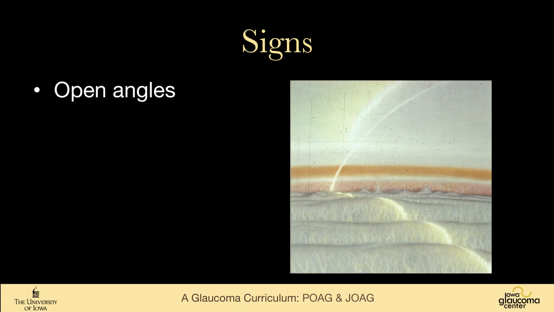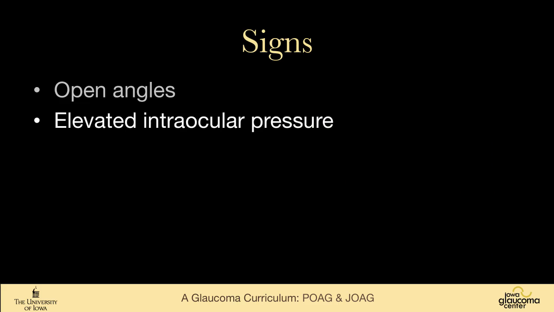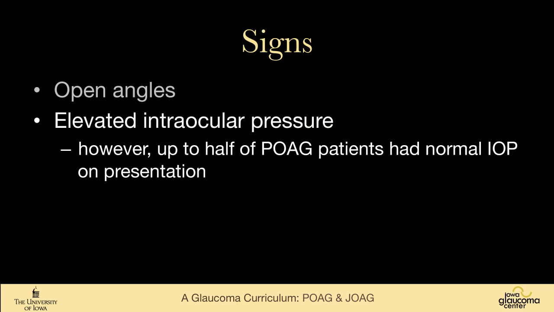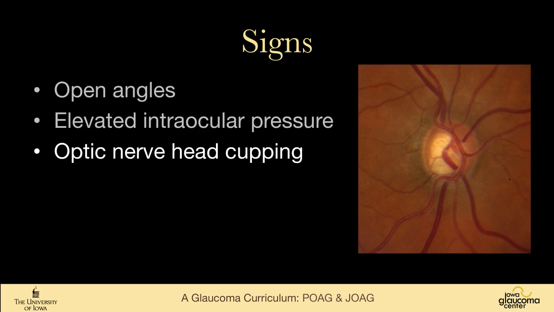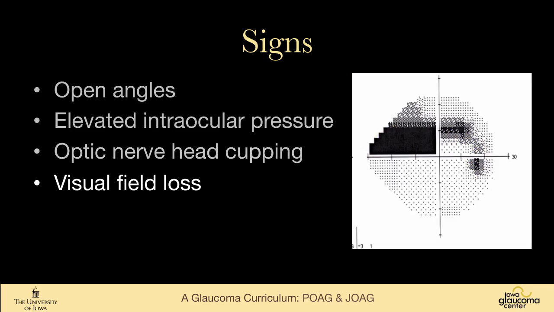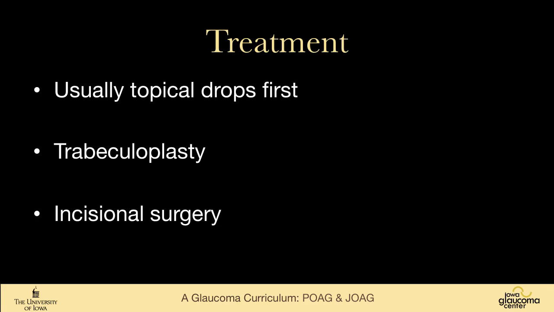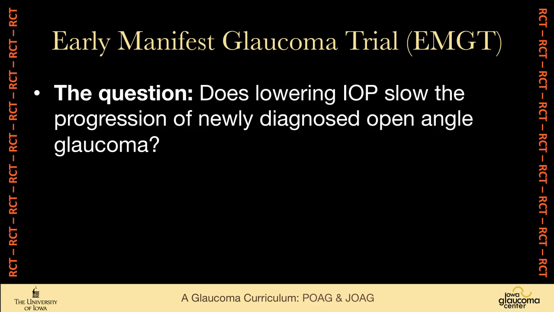The angles are open, hence the name, primary open-angle glaucoma. Elevated intraocular pressures. However, up to half of people who ultimately are found to have high-pressure glaucoma, or primary open-angle glaucoma, had normal pressures on presentation. They have optic nerve head cupping, like everybody who has glaucoma, and visual field loss. Typically treated with drops, and there's a whole section on drops and medical management, followed by trabeculoplasty, followed by incisional surgery.